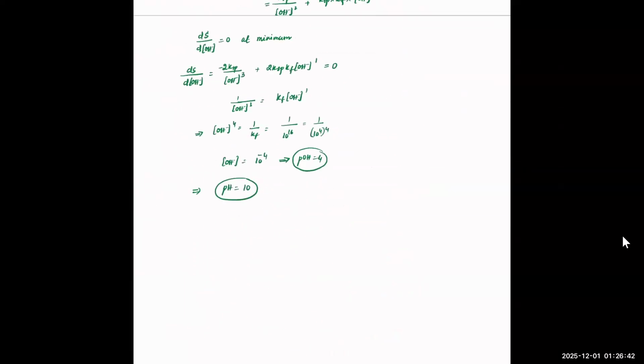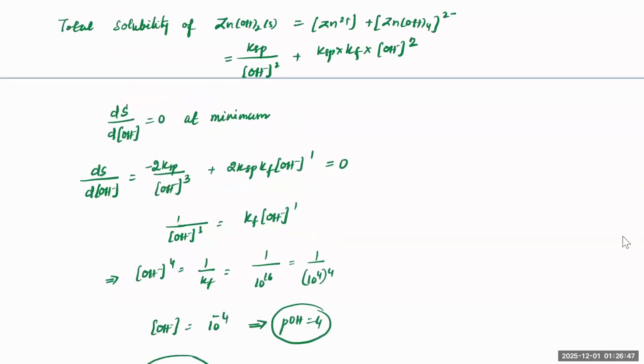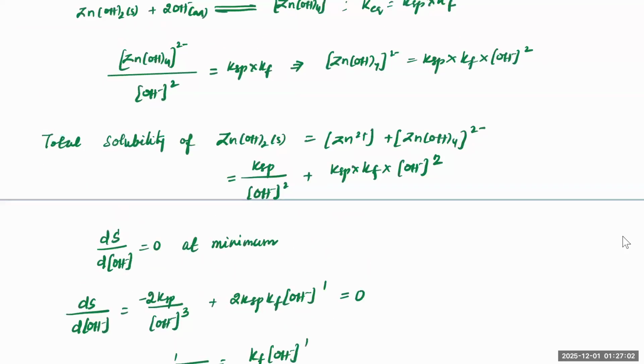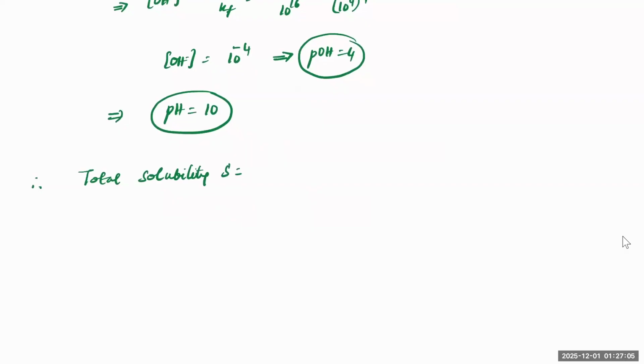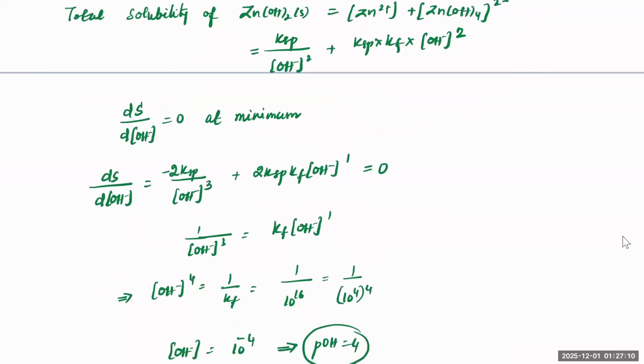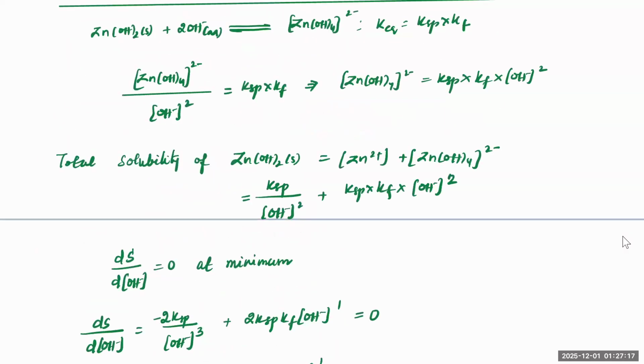Now once you know the solubility, you can find the solubility constant value. You just have to substitute that value here. Therefore, total solubility S is equal to Ksp divided by OH minus concentration. So the Ksp value is 1.2 into 10 raised to power of minus 17, divided by OH minus whole raised to power of 2.